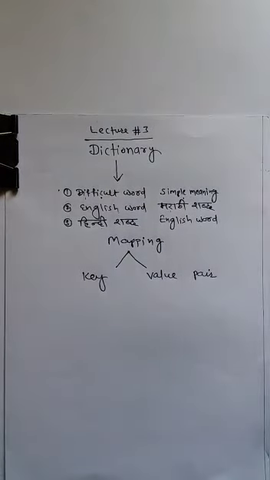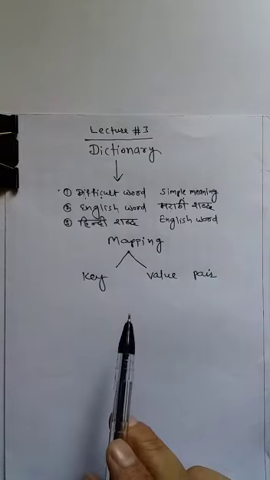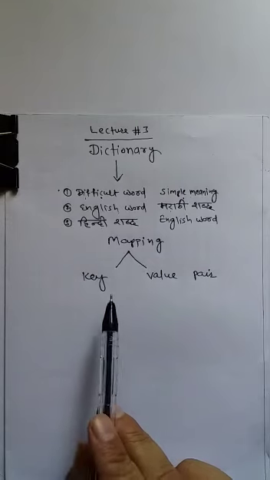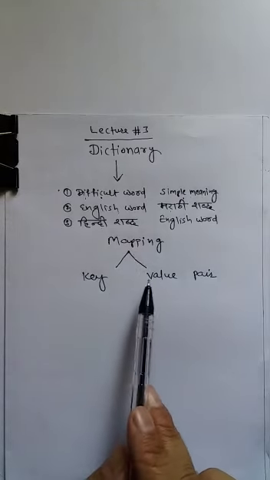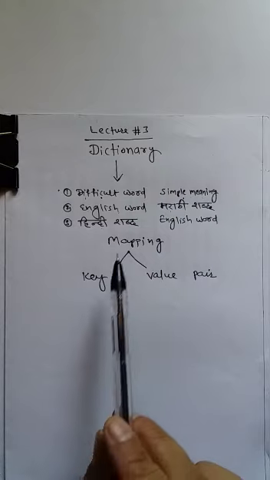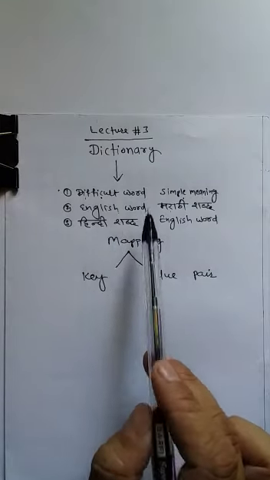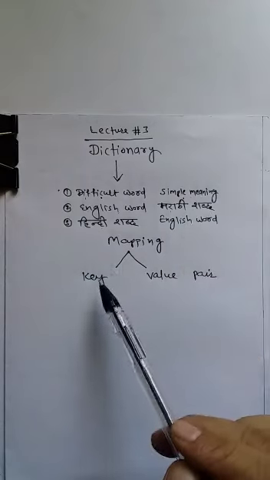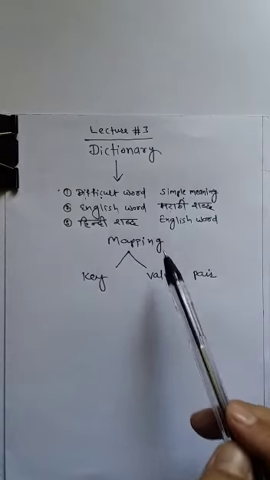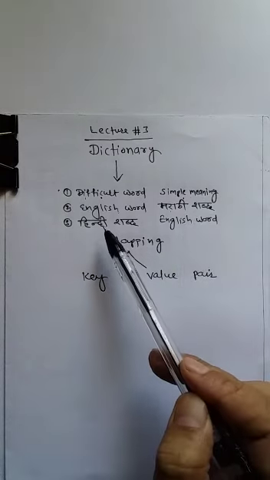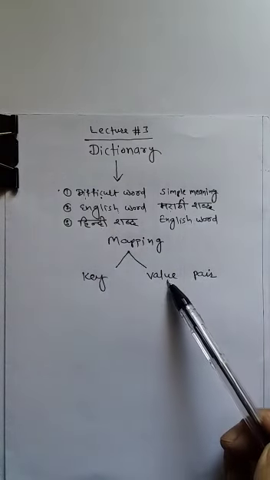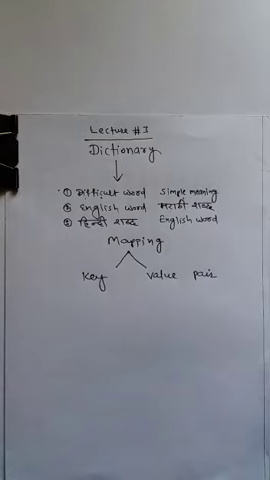So how will we define the dictionary? A dictionary is a data structure in Python which is used for mapping. And what are we mapping? A key with its value. A key may be an English word, and the value may be its meaning. A key may be an English word, the value may be its Marathi equivalent. The key may be a Hindi word, the value its equivalent English word.